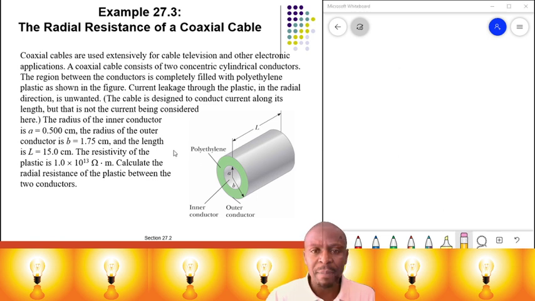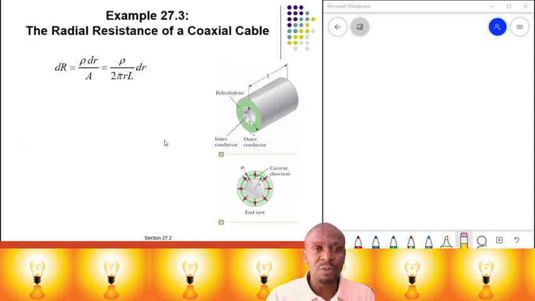And we just have to take the integration from a to b. In that case, this is what you are going to have. If you take a small amount of resistance in the radial direction, you just have to take a small portion of the radius, dr, and integrate from a to b. Now, if you do that, all these are constant. You are just going to be integrating 1 over r dr.